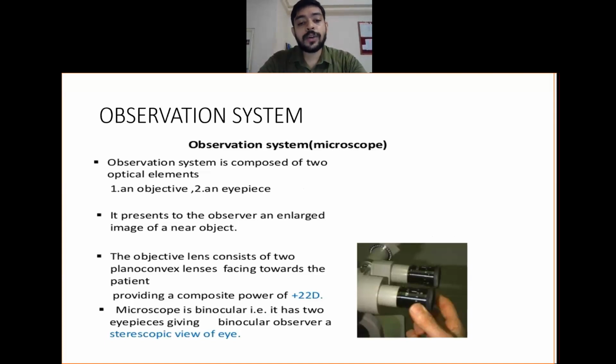The microscope is binocular, that is, it has two eyepieces giving the observer a stereoscopic view. We are using the system as binocular because then we'll be getting a stereoscopic view, and we'll be able to determine the depth of any ocular condition. So consider if the patient has an epithelial erosion, we'll be able to measure the depth of that damage.